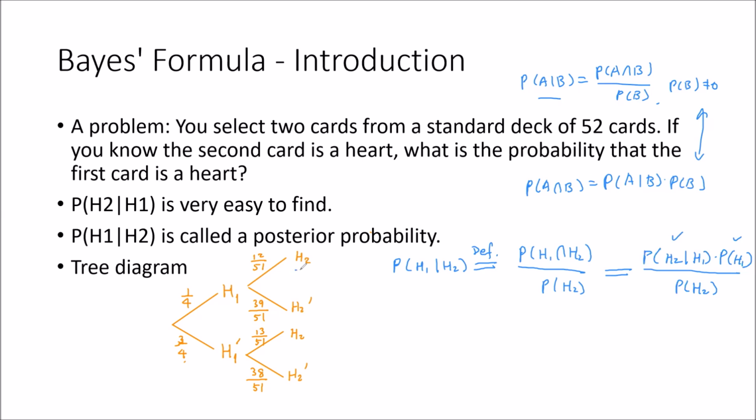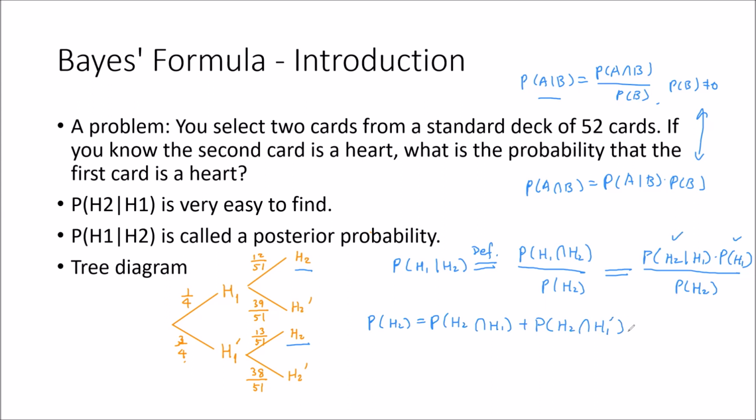So H2 can come from the first case, which is that the first card is hard. It can also come from the second case, which is the case that the first card is not hard. So there are two possibilities. We actually need to add them. So that's right. Probability of H2 equals the probability of H2 intersect with H1, that comes from the first one, plus the probability of H2 intersect with H1 complement.